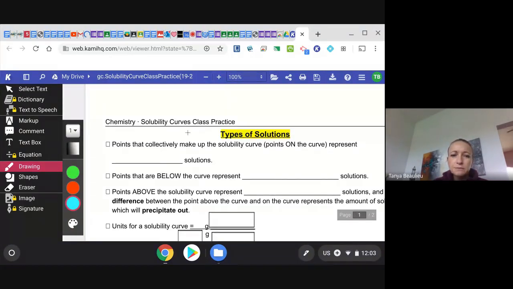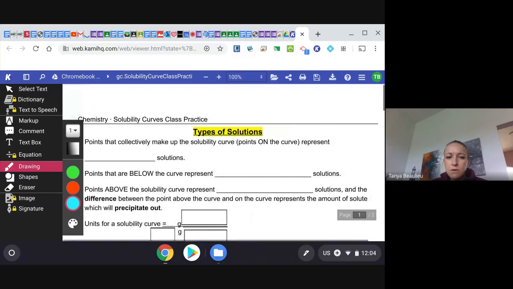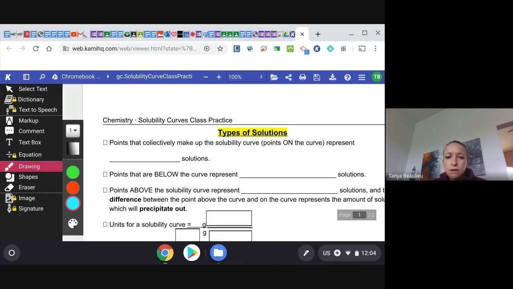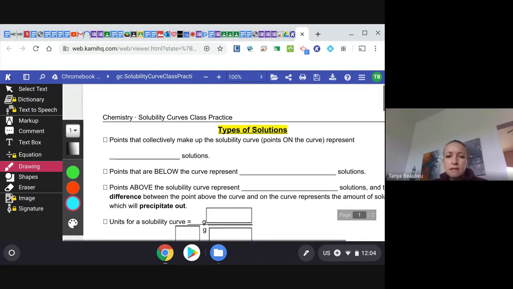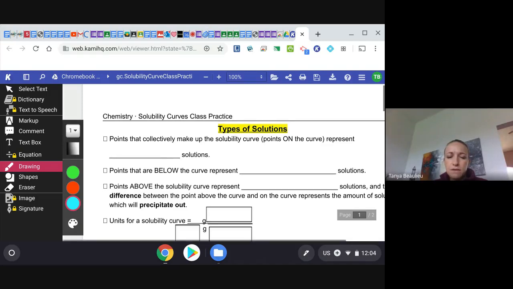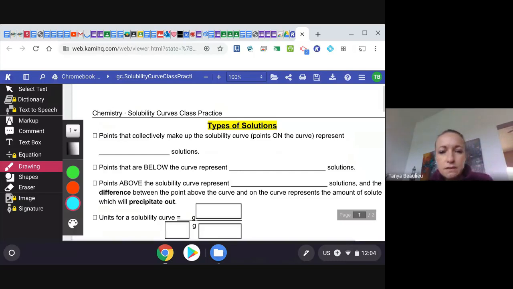There we go. Okay. So this assignment is directly related to what I'm going to assign for you guys tomorrow. And it's really the last part of chapter 15 and 16 that we've done. So normally in class, I would do this as notes with you guys and kind of walk you through it. So that's why we're going to do it this way.